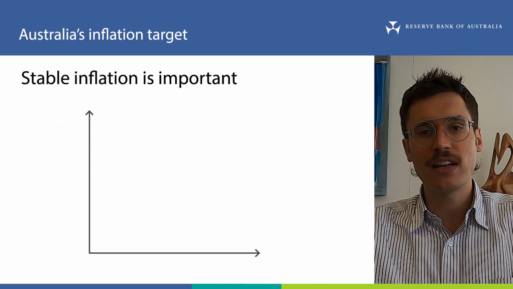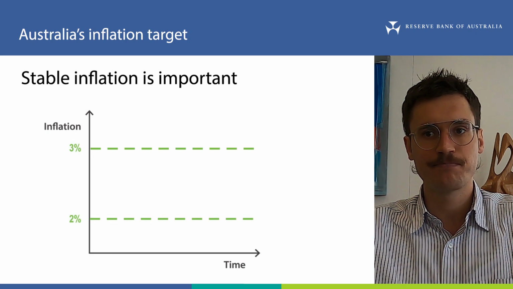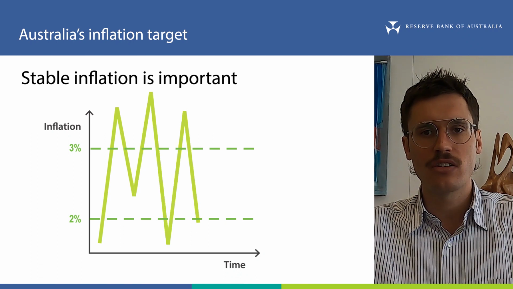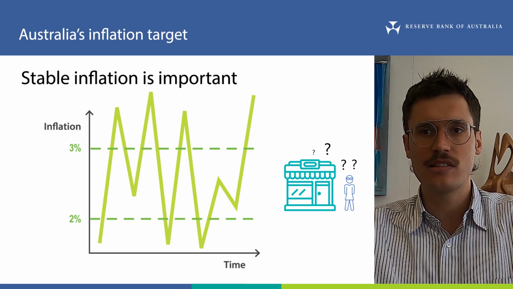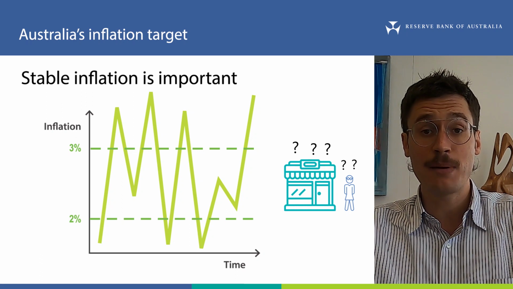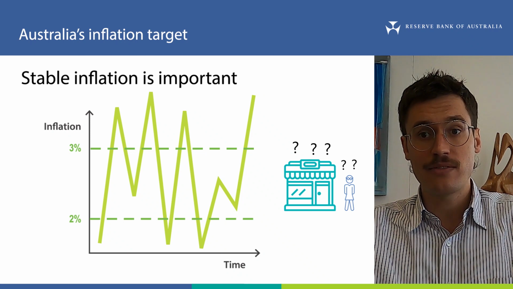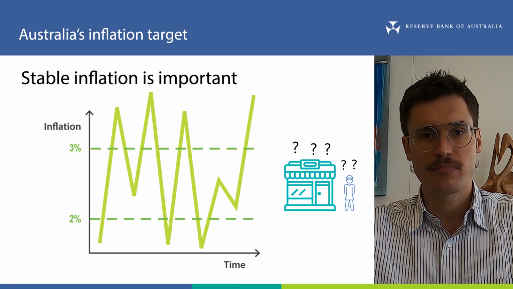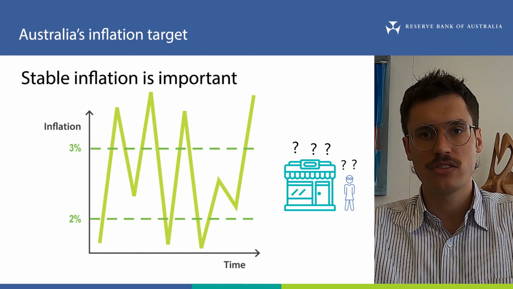That is, the rate of inflation is neither speeding up nor slowing down too much or too quickly. If inflation is unstable, such that it moves around a lot, households and businesses will find it very difficult to make decisions about prices, wages, and spending today. This is because they're very uncertain about the future rate of inflation and how this might affect the decisions they need to make. You can read more about the costs of too much or too little inflation in our explainer on Australia's inflation target.